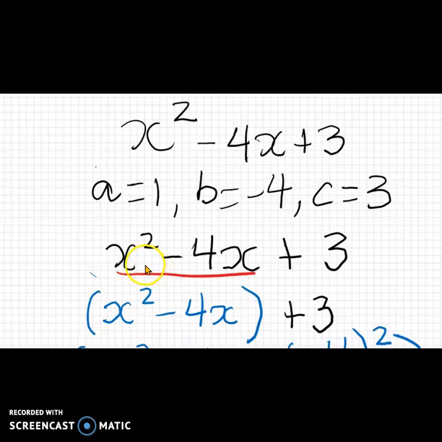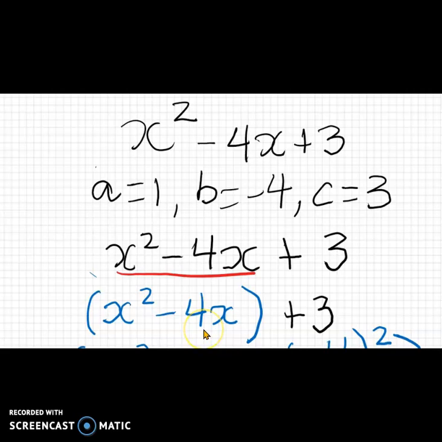Alright, so we have x squared minus 4x plus 3. The first thing we do is group together all the x and x squared terms. All the x squared and x terms are placed together, and then we put the number terms by themselves. By doing this, we lump the x terms together into one big bracket, and the number term is put by itself.